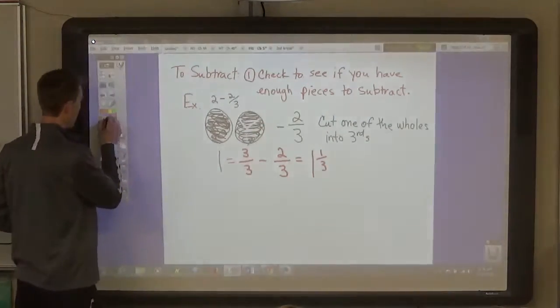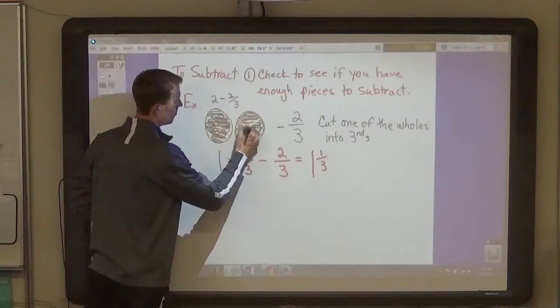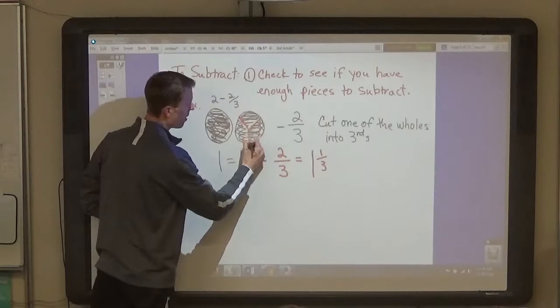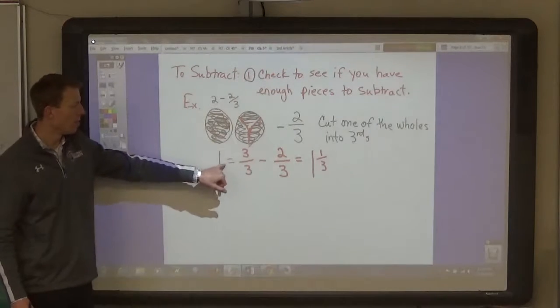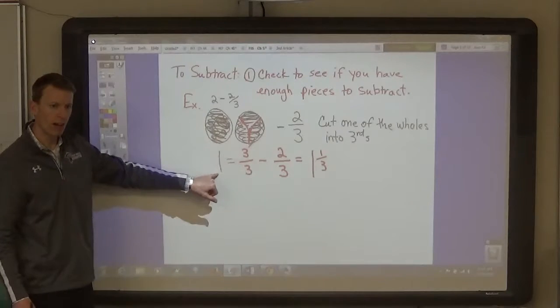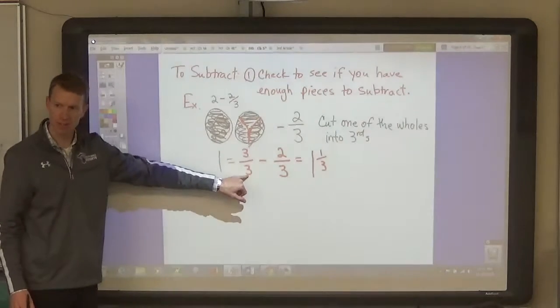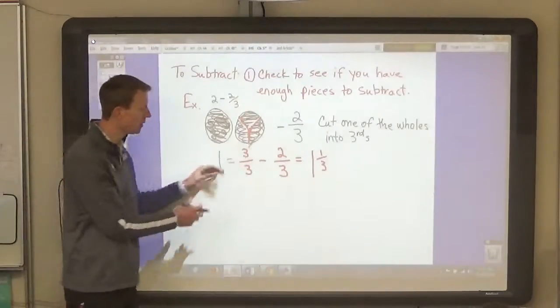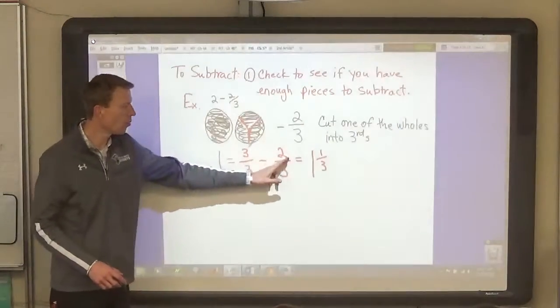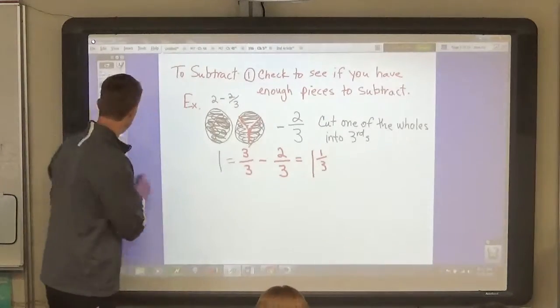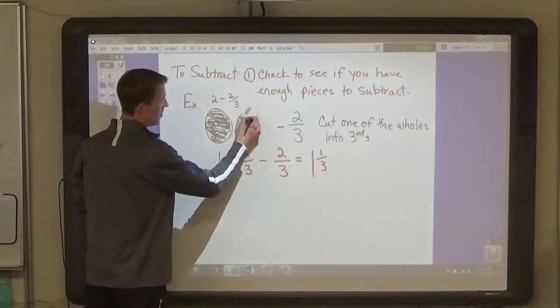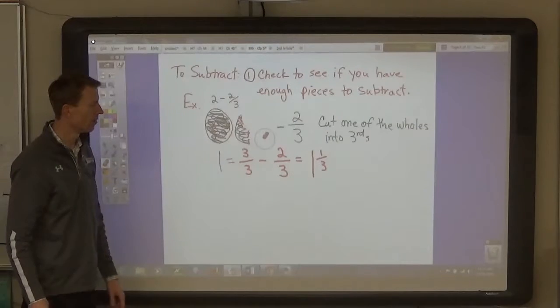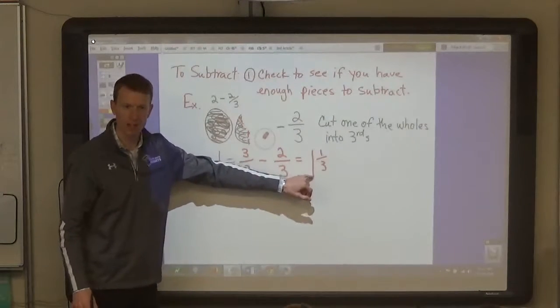All right, we can't see that very well. I'm going to change that to red. So if we cut this pizza into thirds, now we can take 2 of them away. Then we're left with 1 and 3/3, right? We still have 2 whole pizzas, but one of them is cut up. And now we can take away 2/3 from the 1. So we can take away this, and we're still left with 1/3. So we have 1 and 1/3 left.